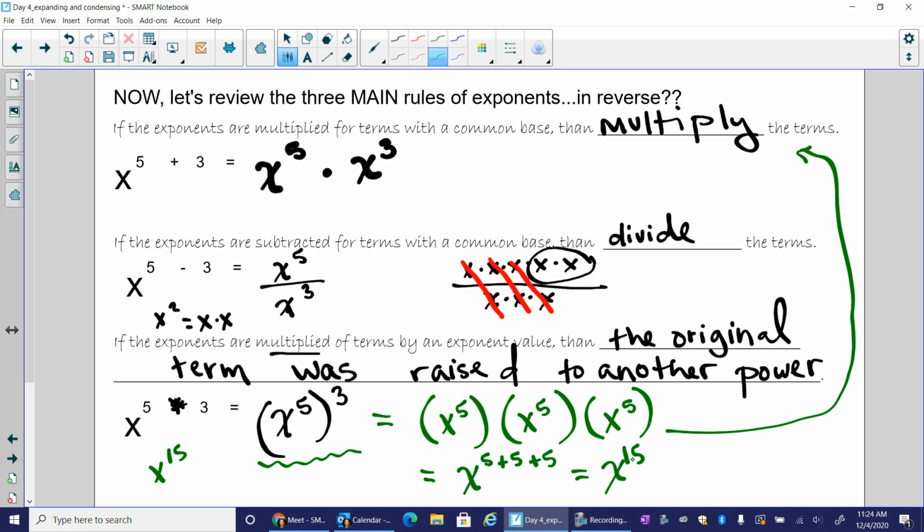Okay, but why are we doing this? You've already learned these rules in a past math class. We're going to use these to help us understand the rules for logarithms.